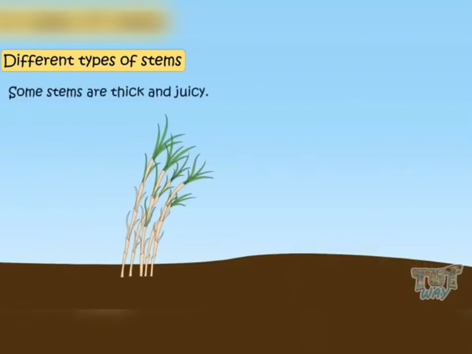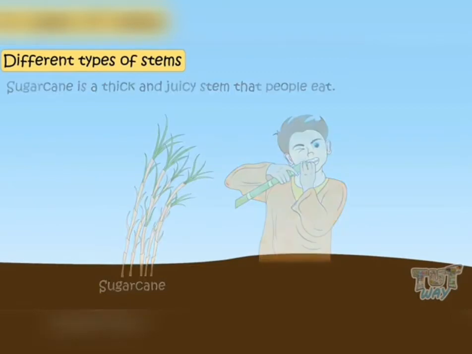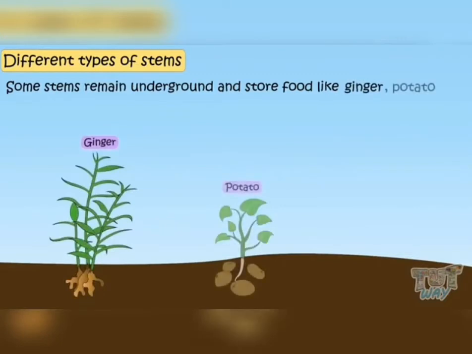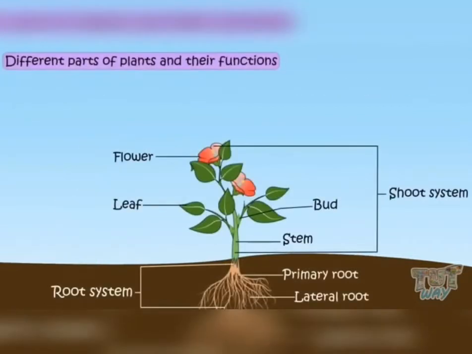Some stems are thick and juicy. For example, sugarcane. Sugarcane is a thick and juicy stem that people eat. Some stems remain underground and store food like ginger, potato, and onion. These are actually stems that we eat. So kids, today we learned different parts of plants and their functions.